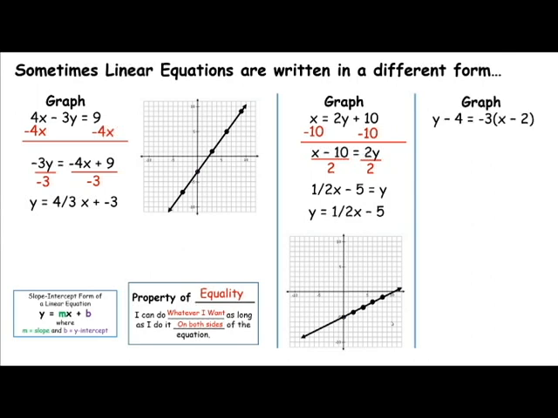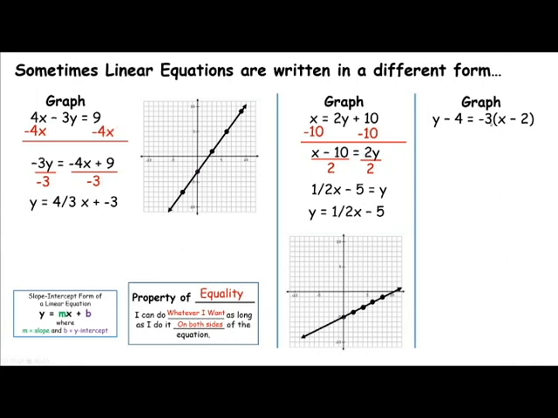Let's do one last problem. Y minus 4 equals negative 3x plus 2. This one's a little more complicated, but the idea is the same. I want you to try and simplify it and rearrange it so that y is by itself and it equals mx plus b. I'm going to assume you've paused the video and done that. I'm going to do it pretty quickly.